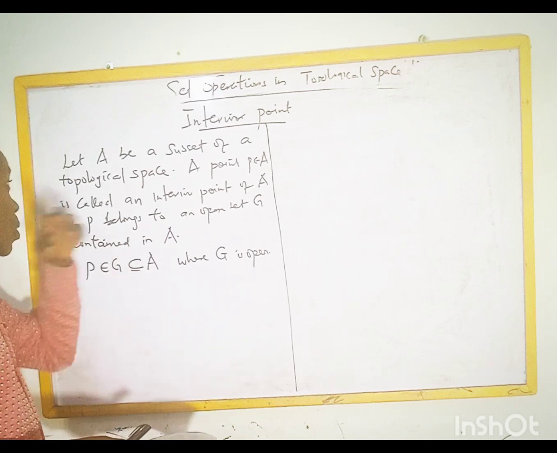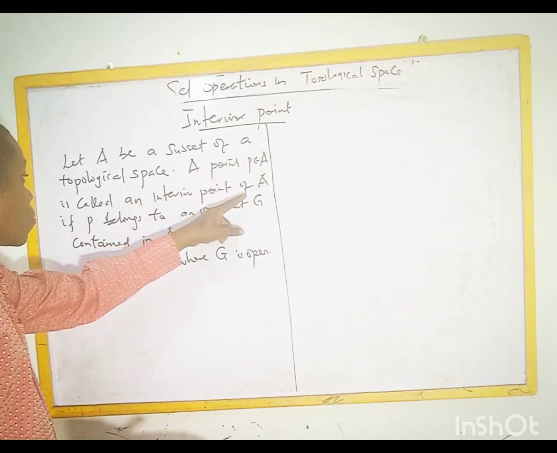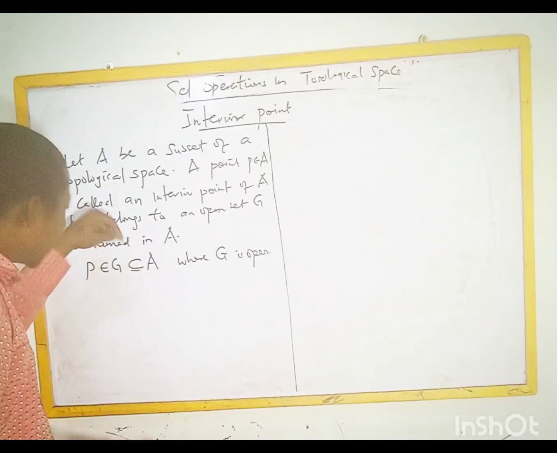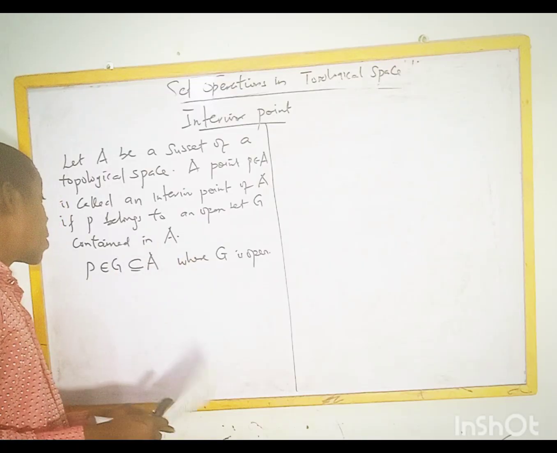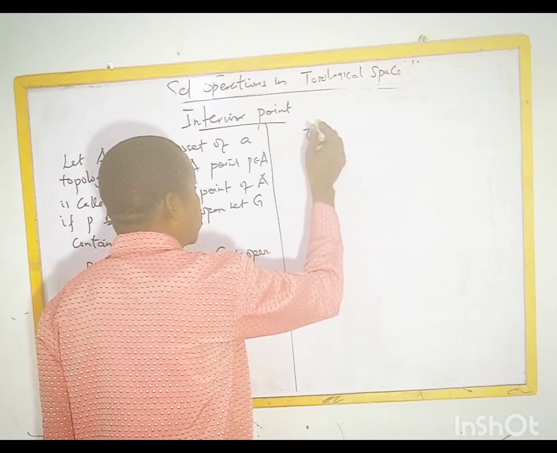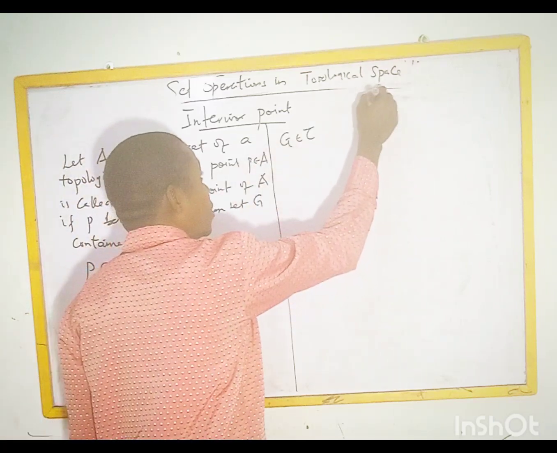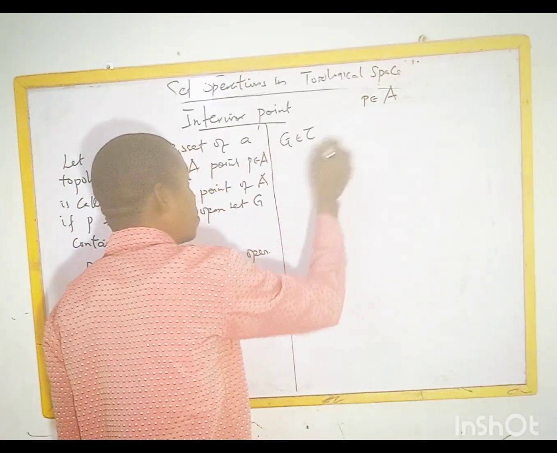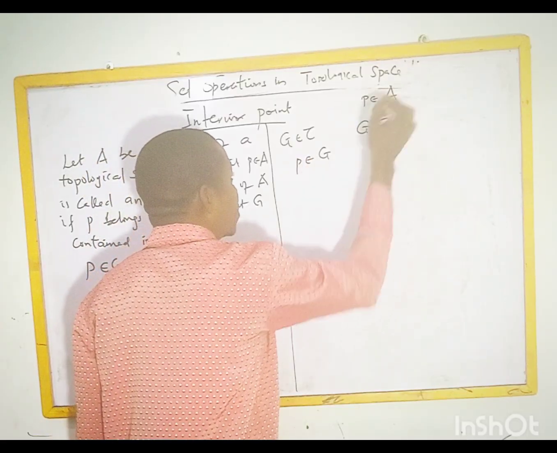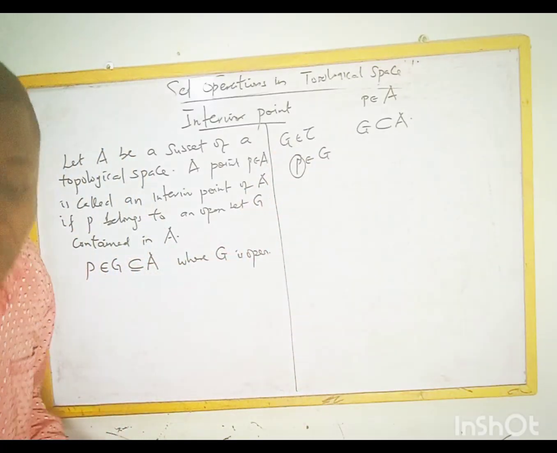So a point P in A is called an interior point of A if P belongs to the open set G contained in A. That is, you have a topology, and G is a member of that topology. Then for every P that is a member of the set A, P must be in G, and this G is a subset of A. That P is then referred to as an interior point.